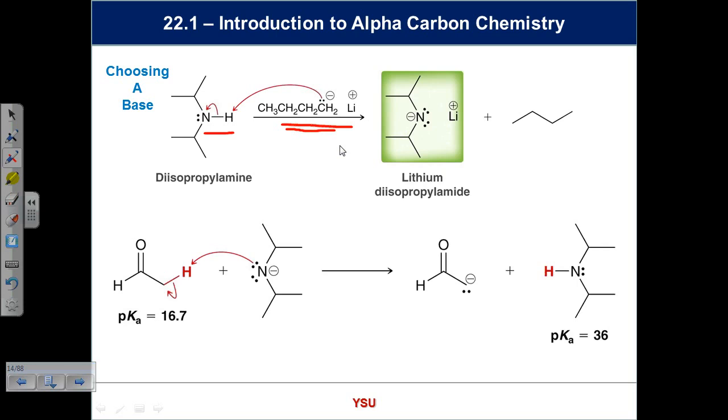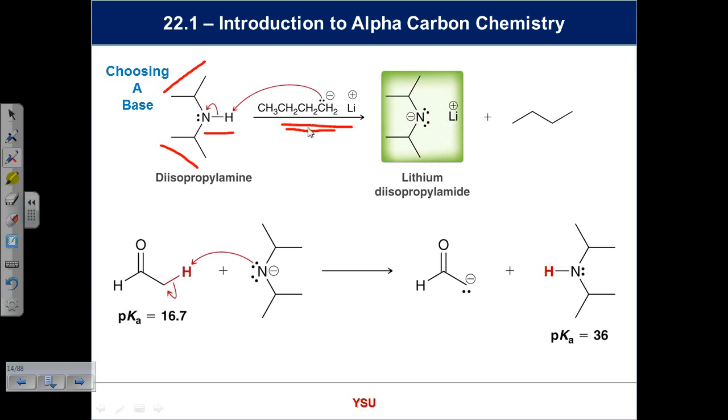We'd go after the carbonyl. That's fine. We can make carbon-carbon bonds doing that. But we don't want to do that here. We want to have a base that only deprotonates at the alpha position, so we get selectivity. So the whole point of these sort of deer antlers right here, the isopropyl groups, is to make it large. And that thing is big and bulky, and it tends not to attack carbonyls.